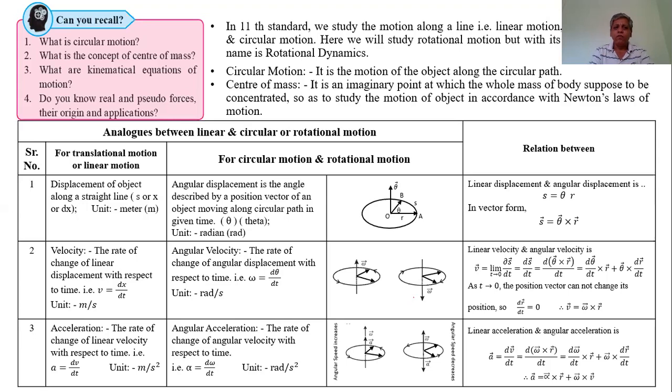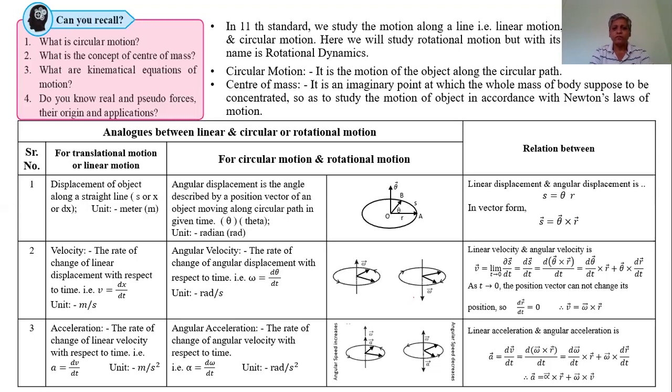Now, some recall points. First, circular motion. What do you mean by circular motion? It is the motion of the object along a circular path. This circular motion may be uniform or may not be uniform. That depends upon the speed, which we have already studied in the 11th standard.